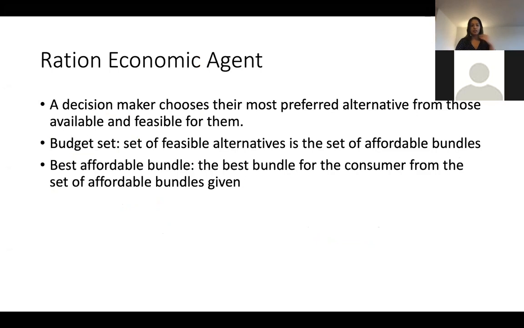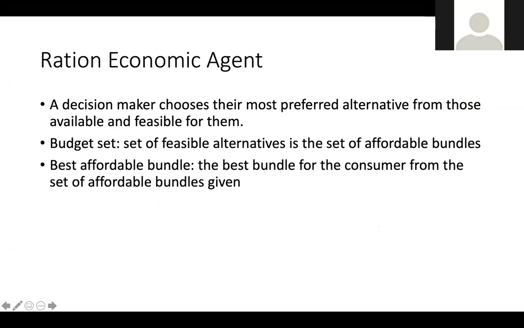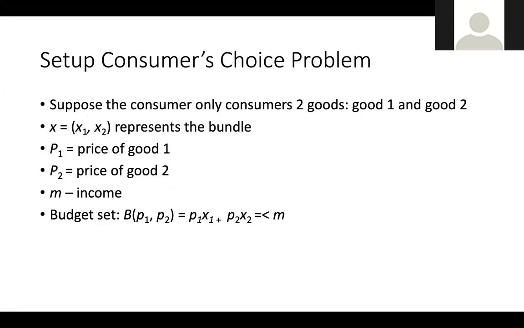So this is just a little bit of background. A decision maker chooses their most preferred alternative from those available and feasible for them. This is stuff that I've talked about before, but I just want to bring it up again. A budget set is a set of feasible alternatives, and the best affordable bundle is the best bundle for the consumer from the set of affordable bundles to them. So this is basically how we set up a problem.